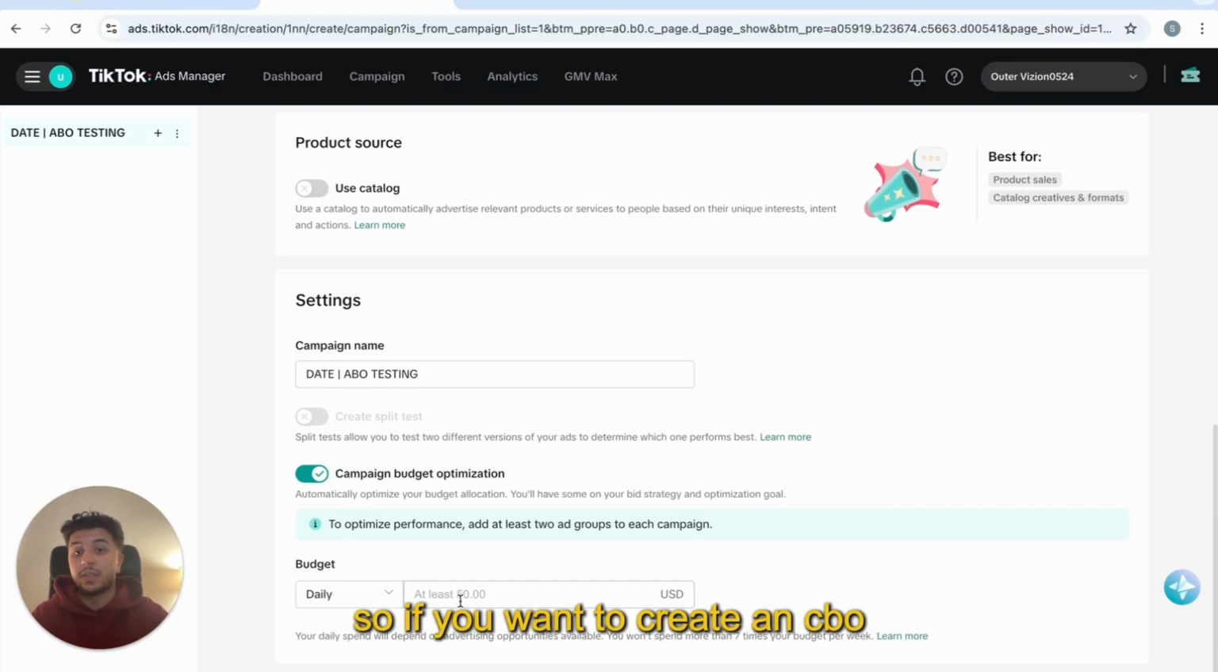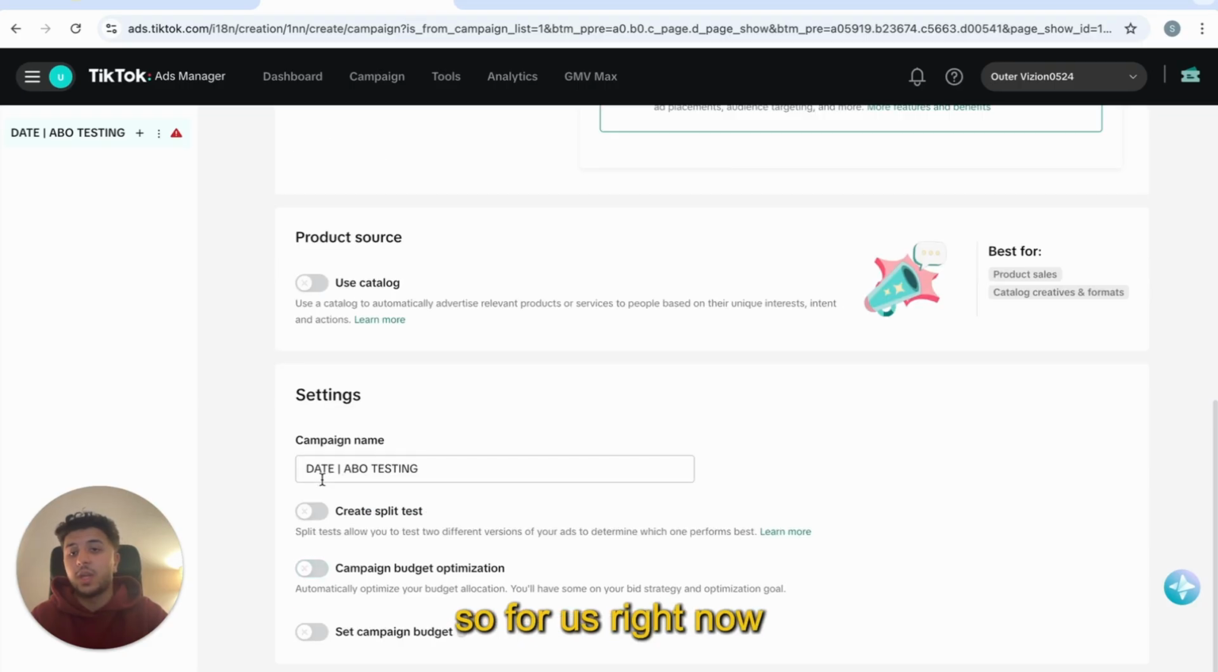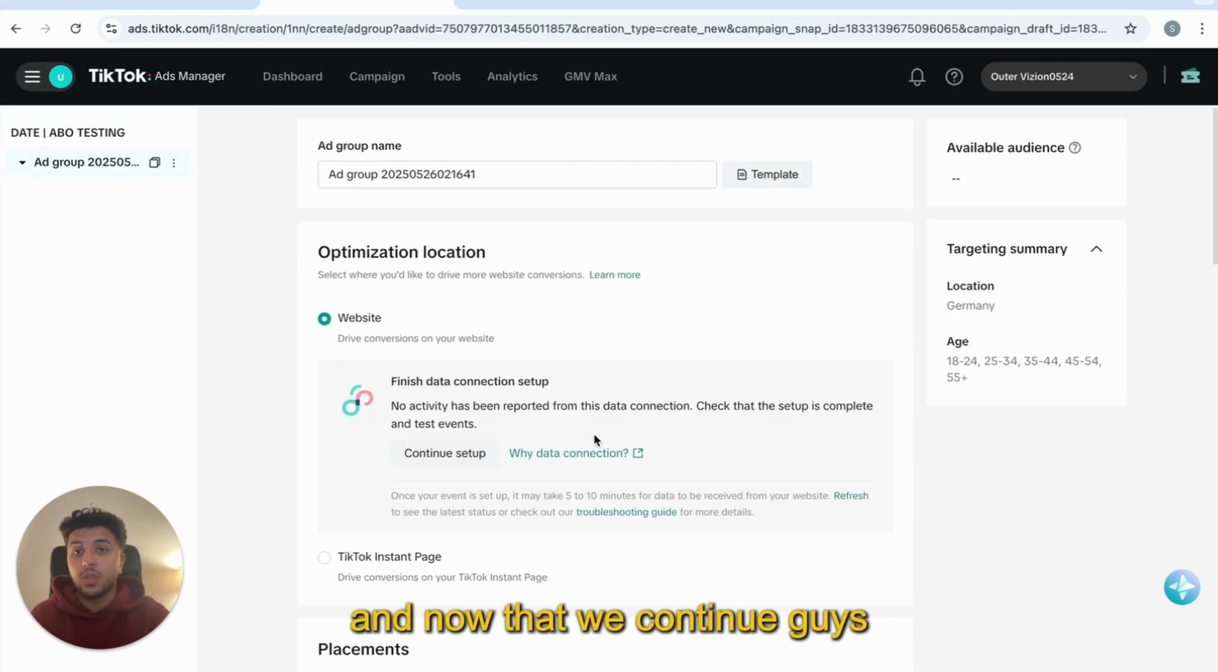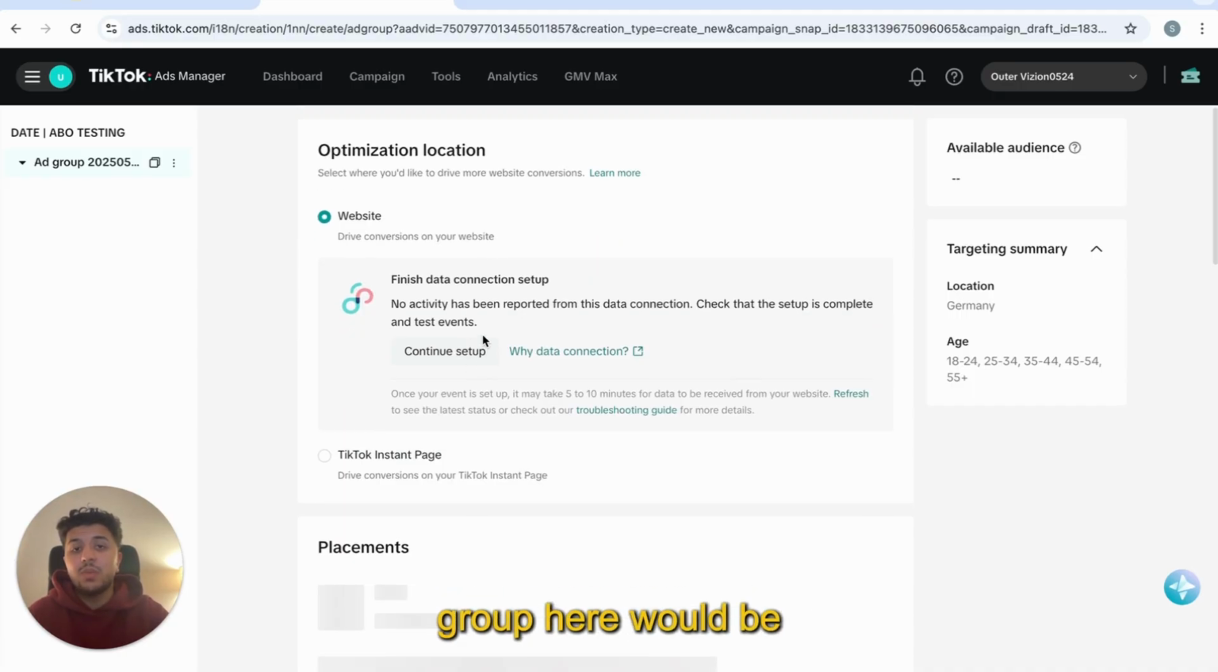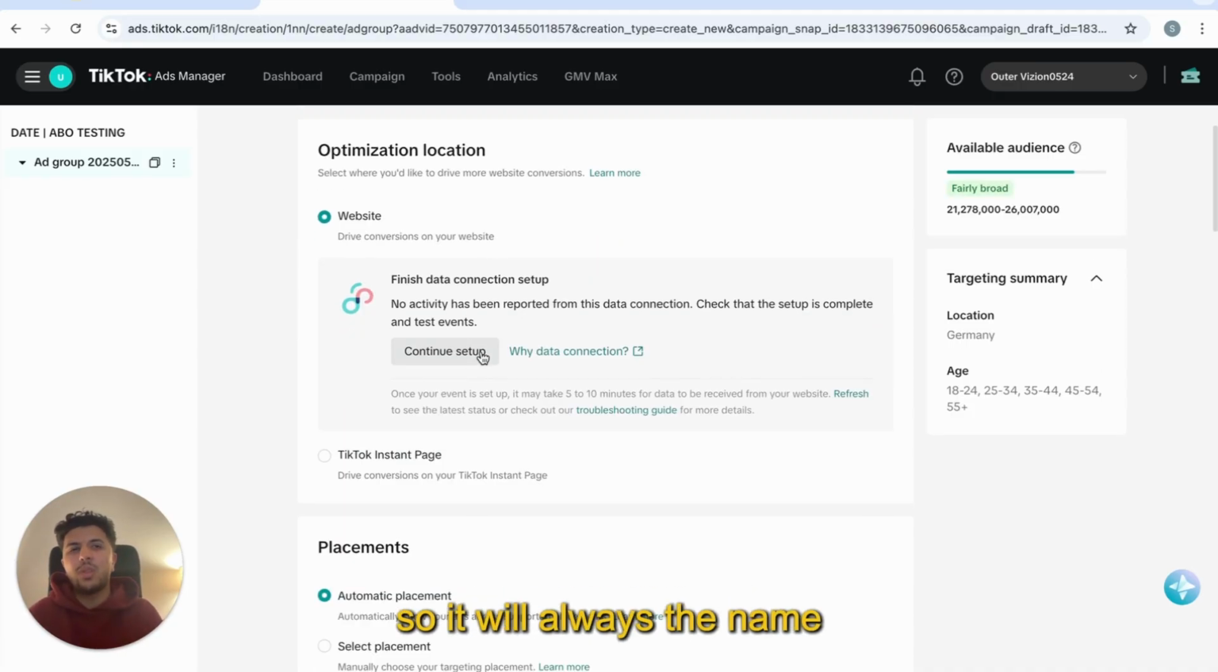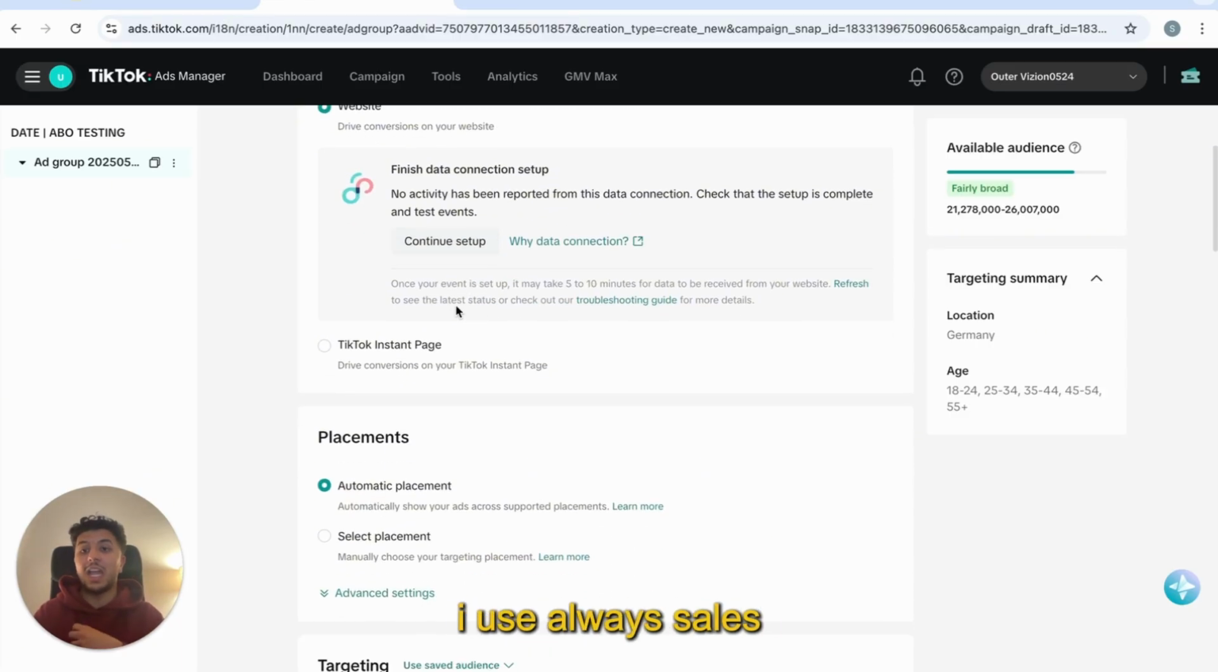So if you want to create a CBO, you just press here. But for us right now, we don't need a CBO, so you just go and continue. And now that we continue, guys, you can just name your ad group. Here would be your TikTok pixel, so the name is always like TikTok, pixel, Shopify, something like this. So you just press it. For the conversion, I always use sales. I know a lot of people in the industry are using add to cart and teaching it. I also tried add to cart, but for me personally, sales work better. So if I start the targeting on the conversions instead of add to carts, this worked better for me.